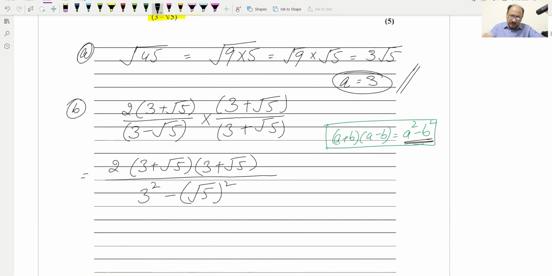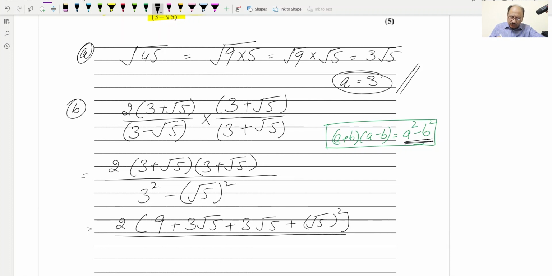Now we can multiply the numerator as well. So what will the numerator be? We multiply 3 with 3, so it will be 9. Then 3 with root 5, so plus 3 root 5. Then root 5 with 3 will be plus 3 root 5, and root 5 with root 5 will be root 5 squared. So this is what we have done in this step: we have multiplied the numerator and written it over here.